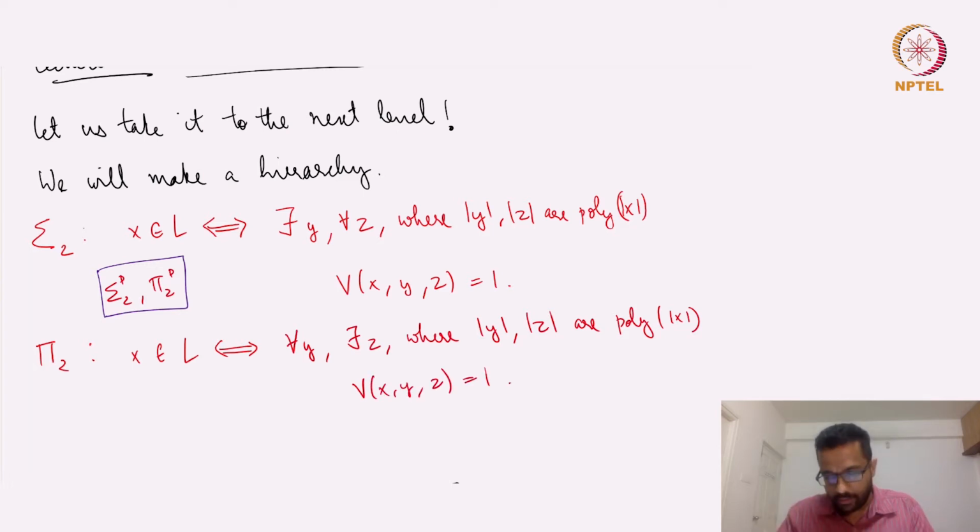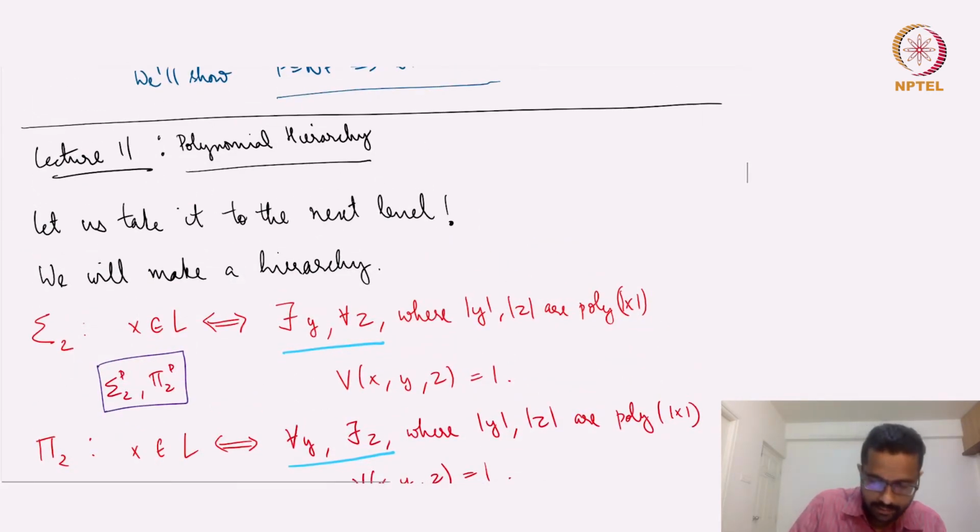So the main difference is in the order of the quantifiers. Here there exists a y such that for all z something should be true. Here for all y there should exist z for which something is true. So this order of quantifiers is important. Let me illustrate that.